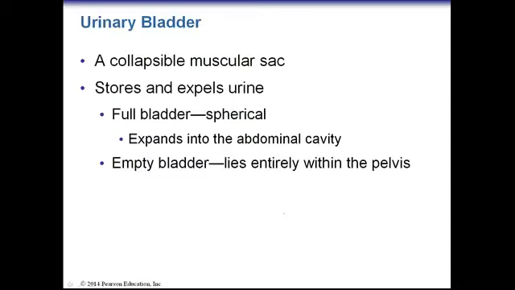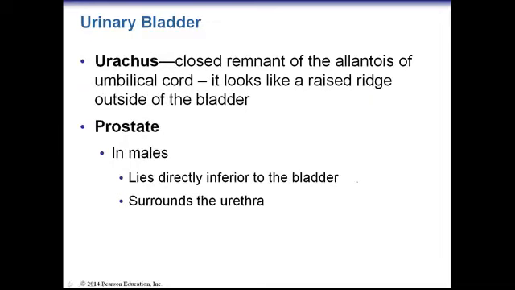So the bladder is a collapsible muscular sac, stores and expels urine. A full bladder is spherical and expands into the abdominal cavity. An empty bladder lies within the pelvis and is flat like that. The urachus is outside of the bladder. It's a ridge, and it's a remnant from the fetus. It's a ridge on the posterior pelvic wall, and it attaches to the bladder.